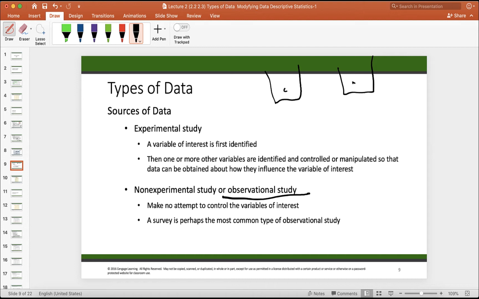If I was to go to a mall and ask people how many times do you go on social media each day, that would be an observational study, because I'm observing what they're doing. I'm not influencing what they're doing. I'm asking them, what did you do? I'm observing what they've actually done. So with observational studies you don't have any control, whereas with experimental studies you do have control.